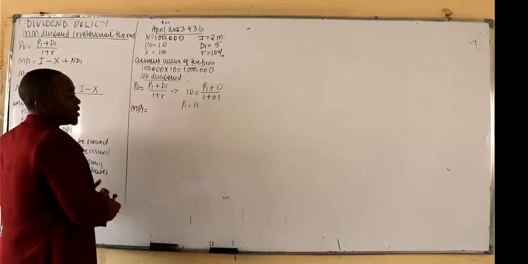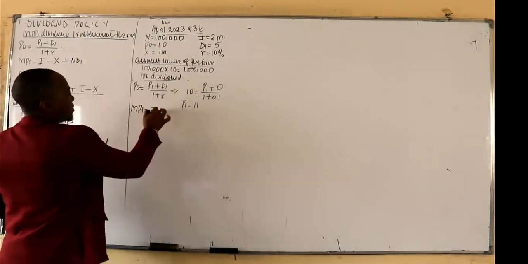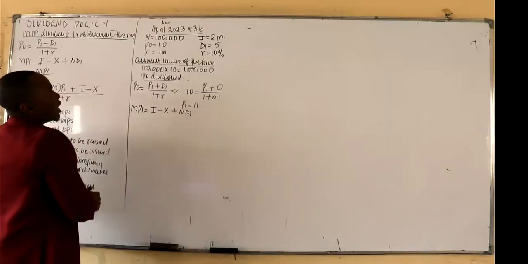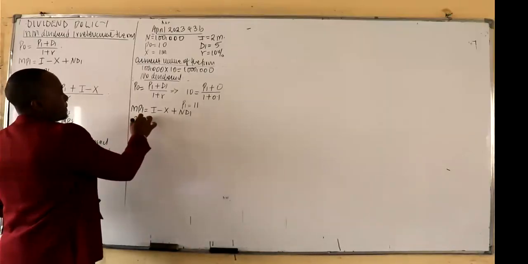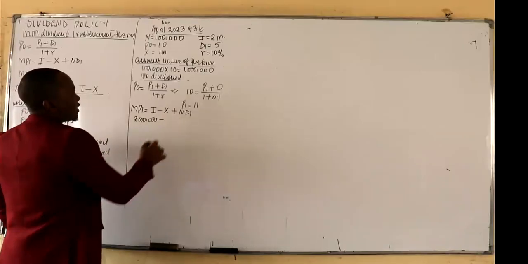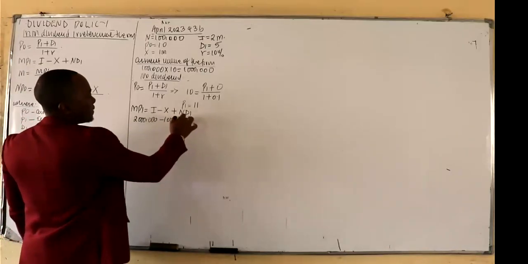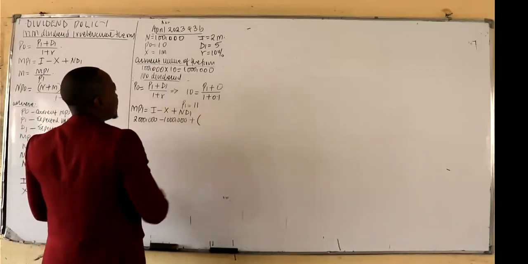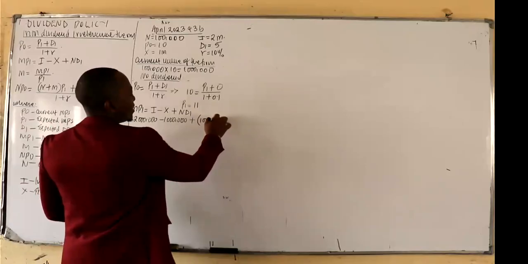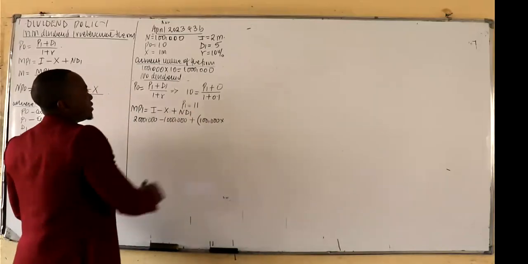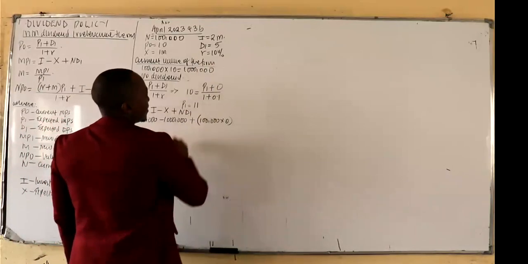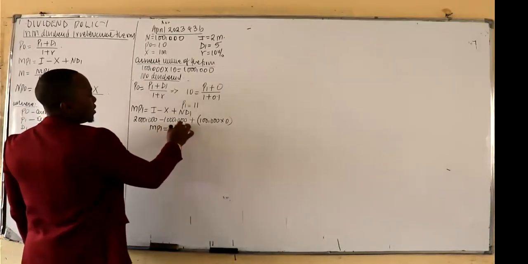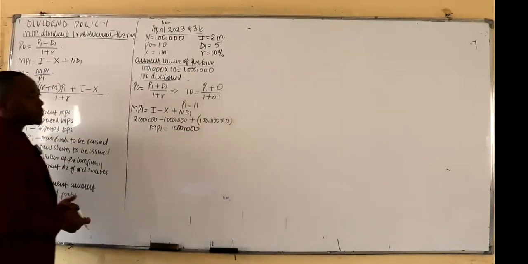If this is the expected market price per share, we need to determine MP1. That's the new funds to be raised, whereby you take the investment amount minus the expected profit, plus the total dividend. We need to invest 2 million, minus the expected profit of 1 million, plus N D1. N is the current number of shares, which is 100,000, and then D1 is expected, which in this case will be 0. So in this case, MP1, what we need to raise, is 1 million.